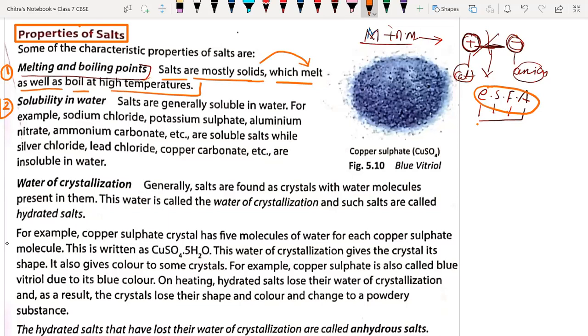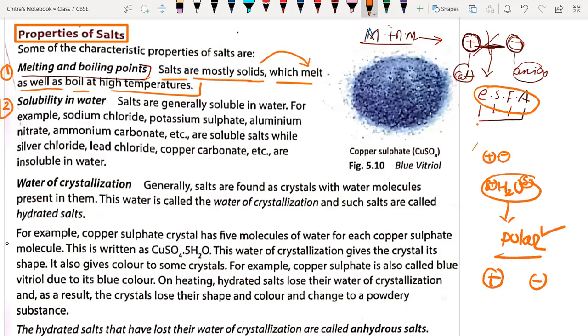Second, solubility in water. As we discussed already, salts are formed by positively and negatively charged species. Water molecules also have a slightly positive charge on hydrogen and a slightly negative charge on oxygen, so opposite charges are formed. That's why water is called a polar compound. Why polar? Because positive and negative, two opposite poles, are formed. Salts are also polar because they contain positive and negative ions.